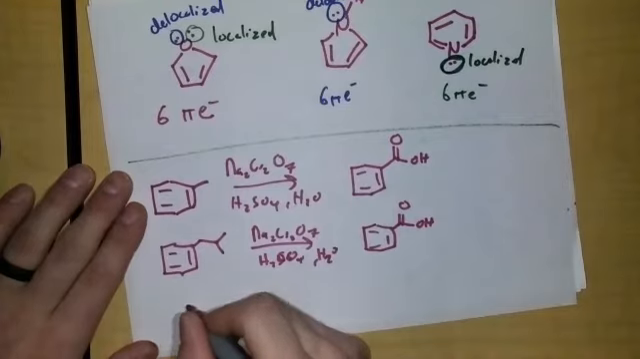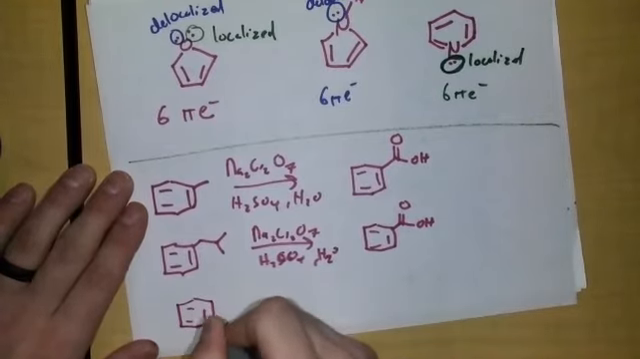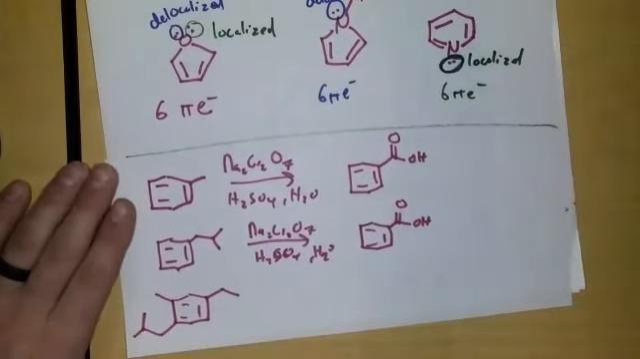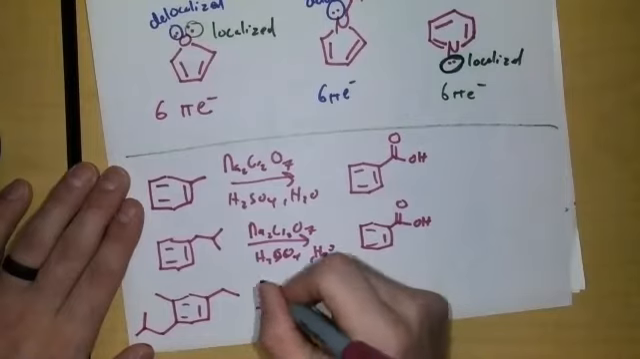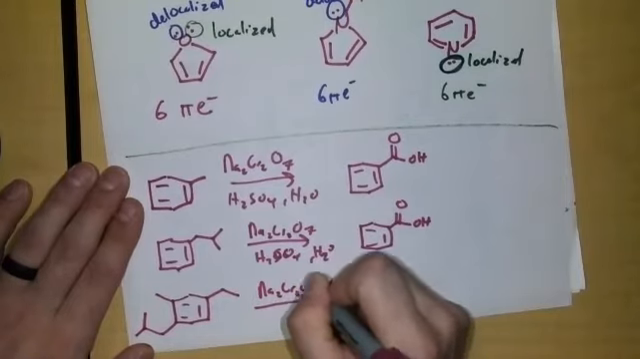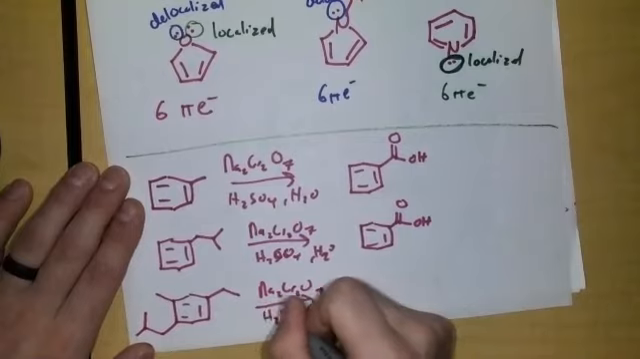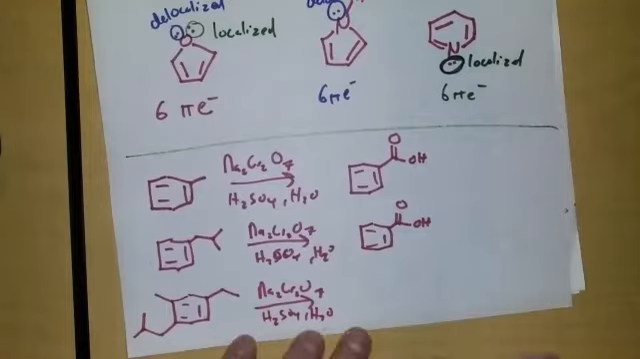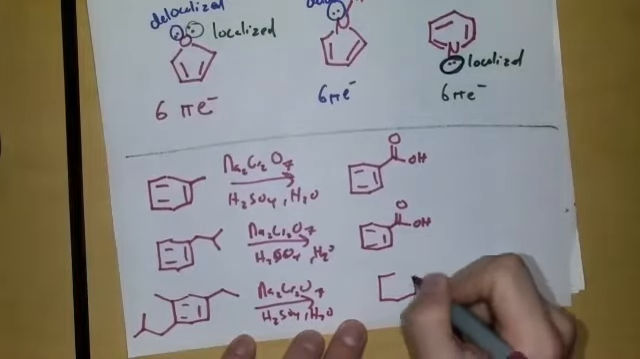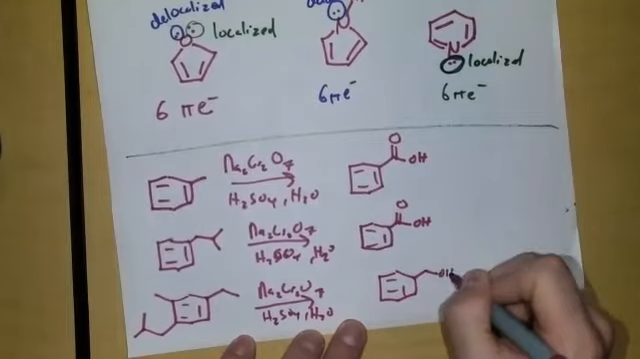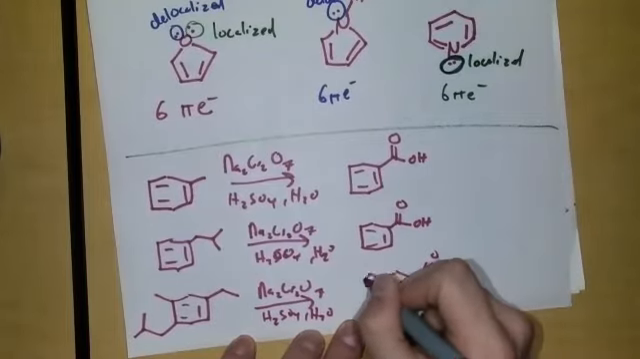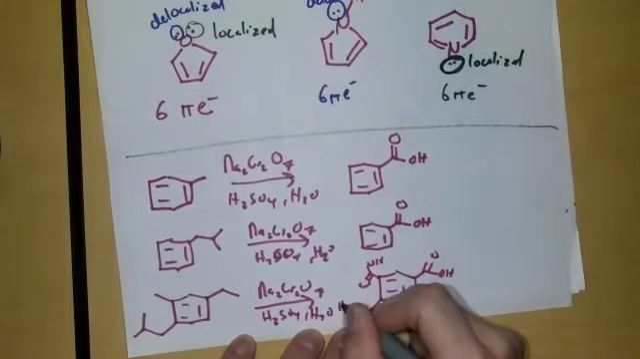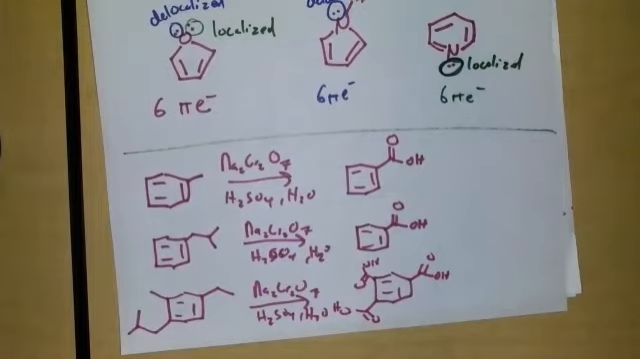If we have 3 substituents on there, let's do this. You can oxidize every position to its own carboxylic acid, giving you this tribenzoic acid.